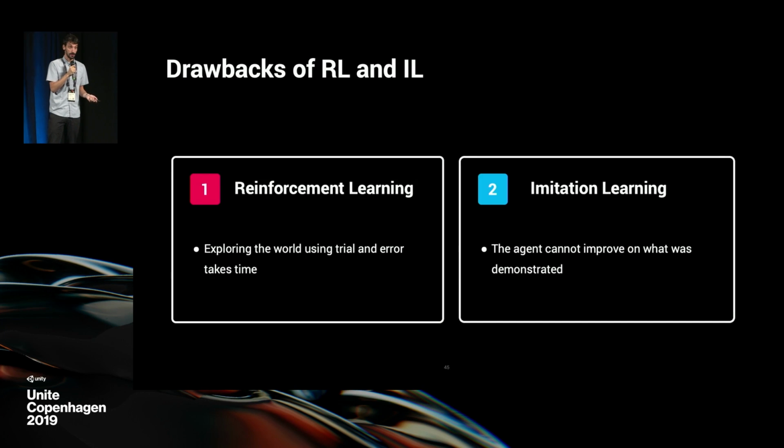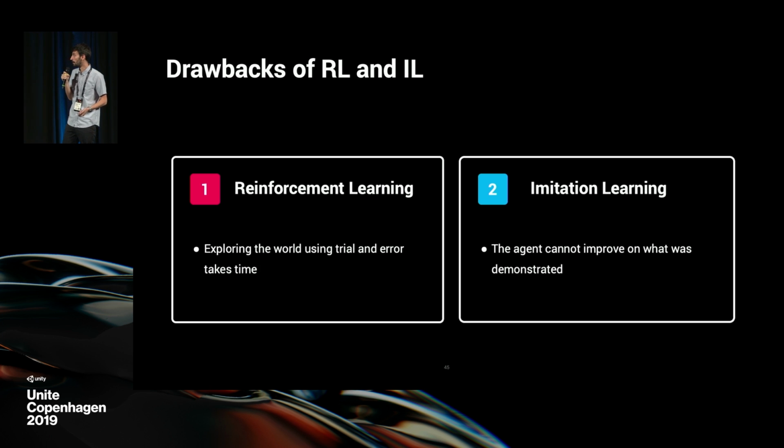So now there are drawbacks to each of these techniques. When you're using reinforcement learning, for example, your agent has to explore pretty much everything in order to know what's good and what's bad, and that can take a lot of time. And when you're using imitation learning, you have another problem: your agent is never going to get better than the human that showed the demonstrations.